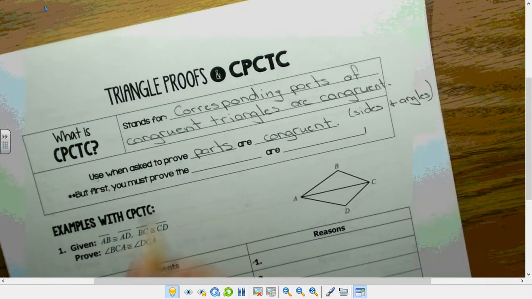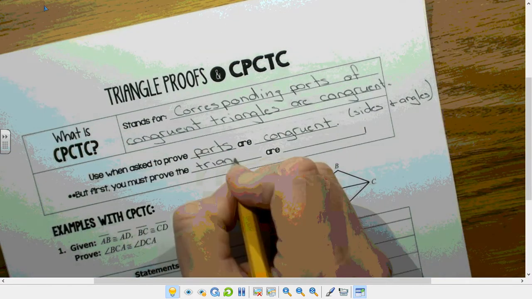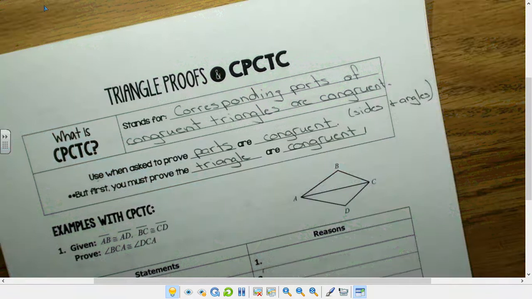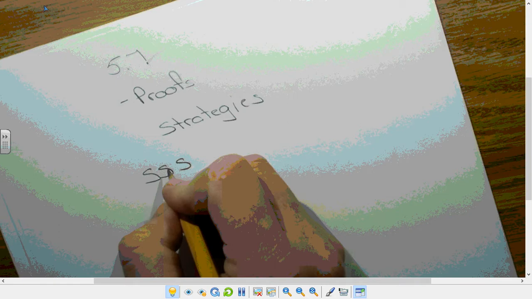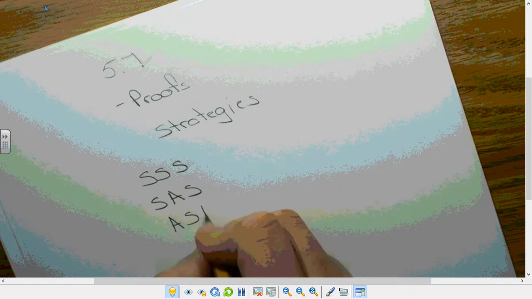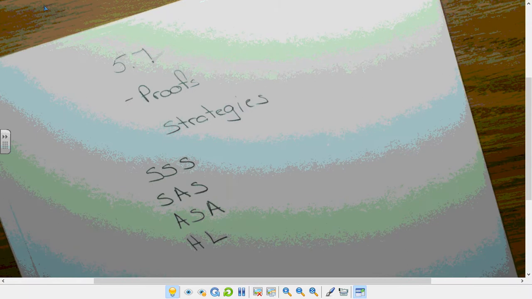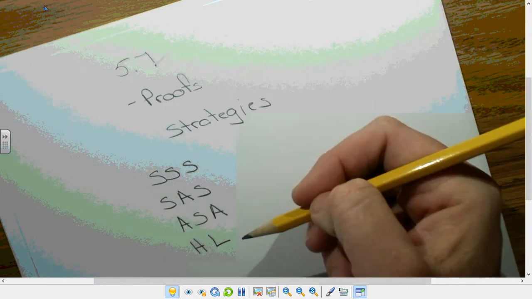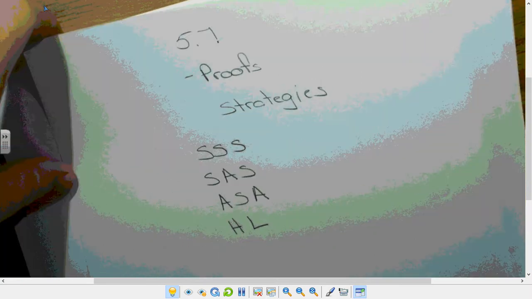But first, before we can prove these parts are congruent in these examples, we must prove the triangles are congruent. So we're going to use all those things we learned to prove triangles are congruent. We had side, side, side. We had side, angle, side. We had angle, side, angle. We had hypotenuse, leg. Can't remember off the top of my head if there were any more, but all these things in order to prove triangles congruent. And then we can prove parts of the triangles congruent to each other. So let's work through a couple of them here.